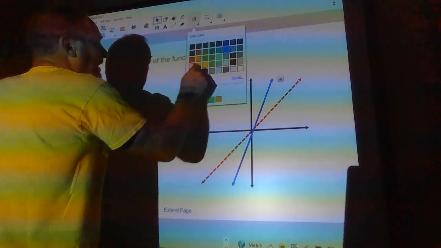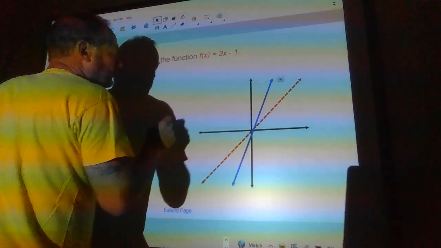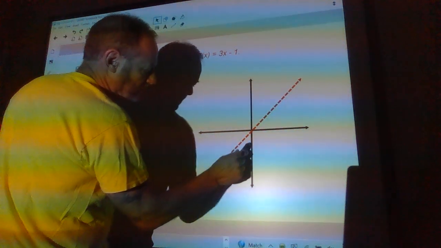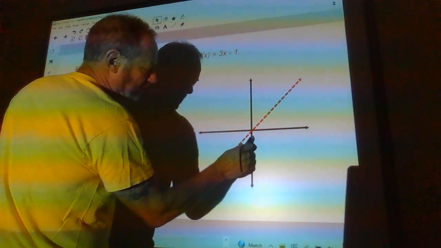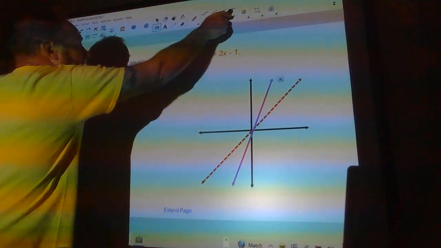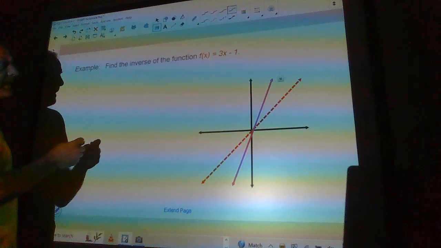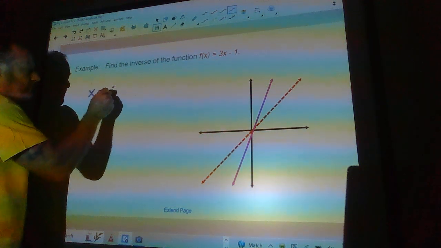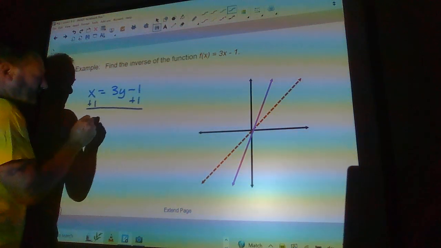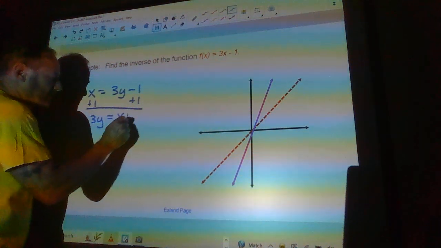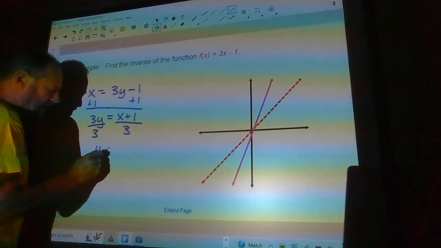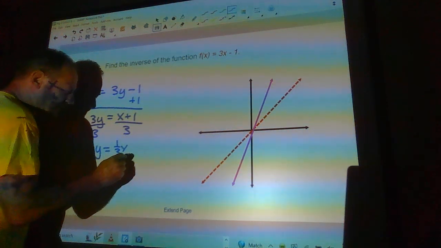Oops, that's not what I meant to do. 3x - 1, that's right there. So then we'll switch the x and the y. I'm going to add 1 to both sides. I get 3y = x + 1. And then I'm going to divide by 3, and I'm going to get y = 1/3 x + 1/3.